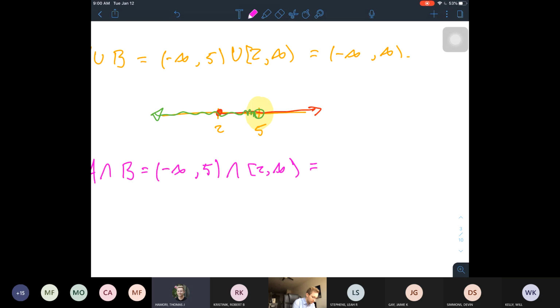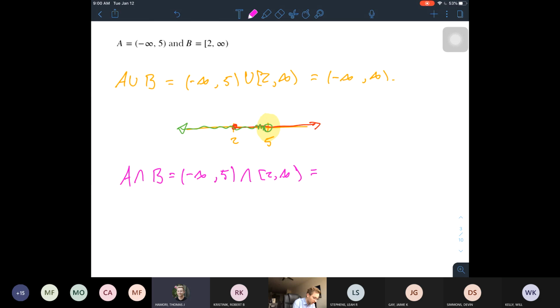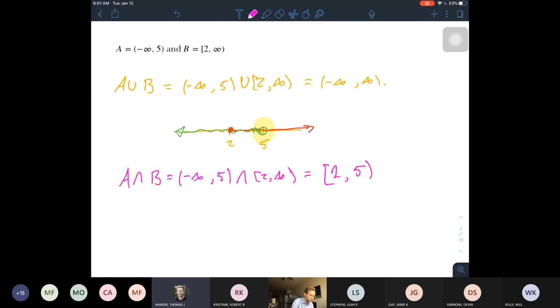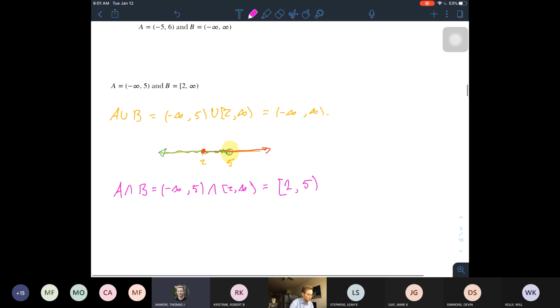Okay. So our interval here is going to be 2, 5. But we're going to keep a bracket on the 2 since it's in both, and we're going to keep a parentheses on 5 since it is not included in our first interval here. Okay, any questions about that one?